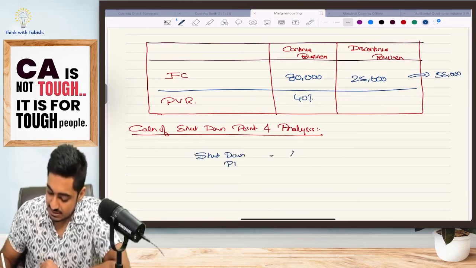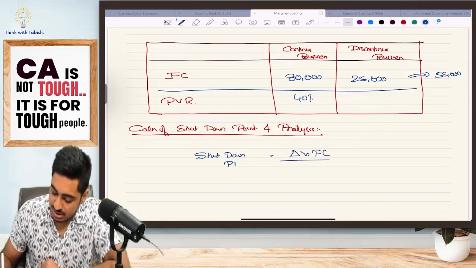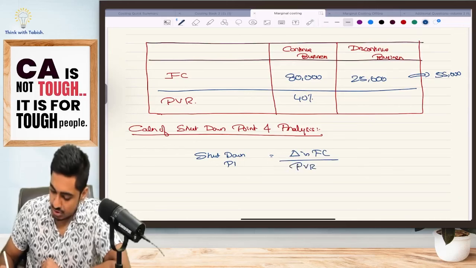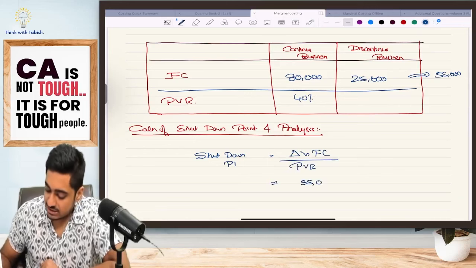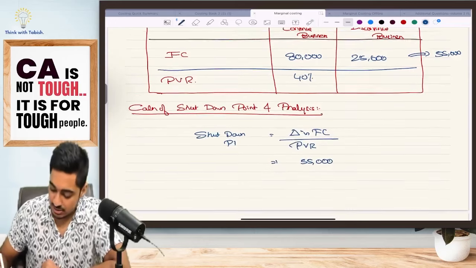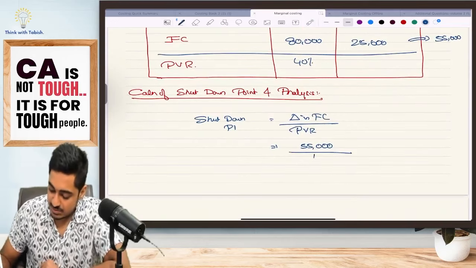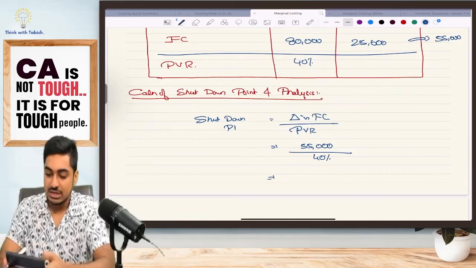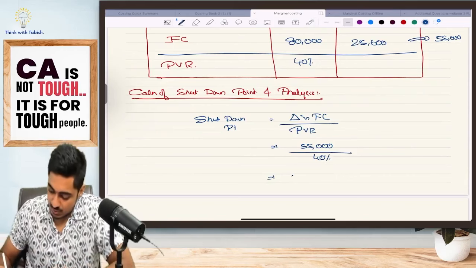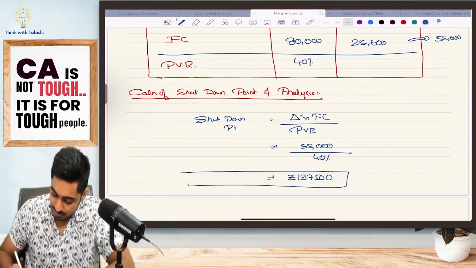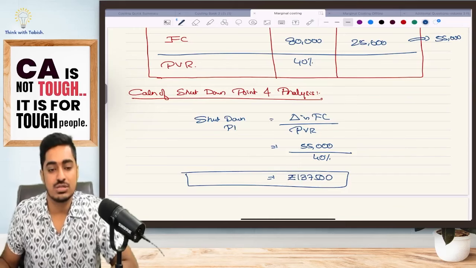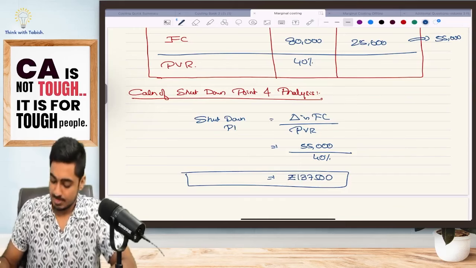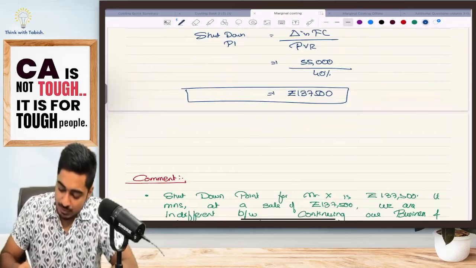So I will just write down the shutdown point. It is the difference in fixed cost divided by PV ratio. What is the difference in fixed cost? If I shut down my business, now 55,000 fixed cost I can save, and it is how much percentage of sale? It is 40%. That means what should my sale be, students? Divided by 40%: 1,37,500. Yes or no, everyone? Perfect. Is this clear? That is how my decision happens.